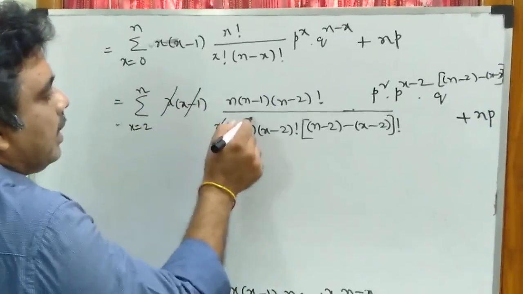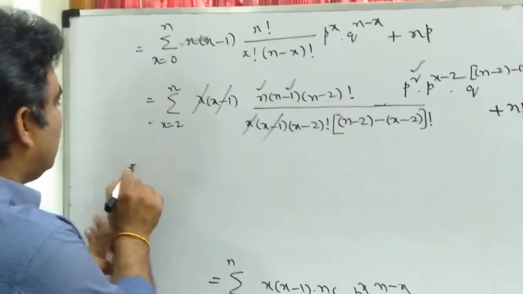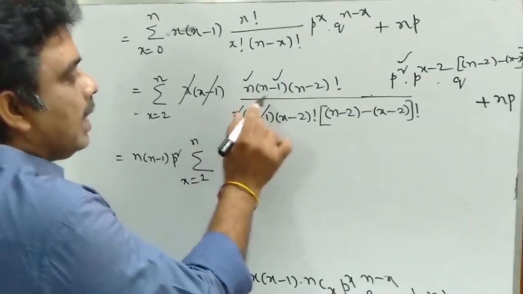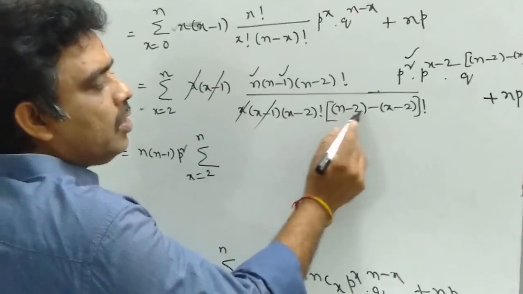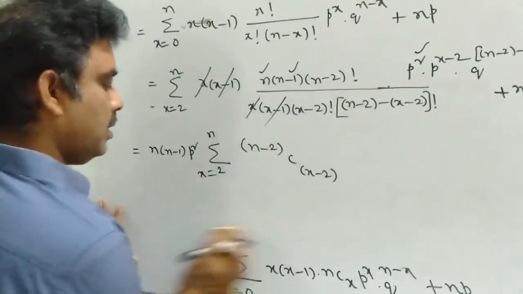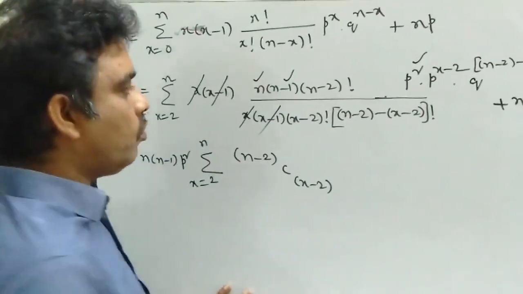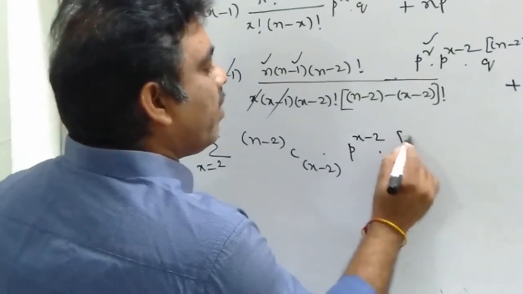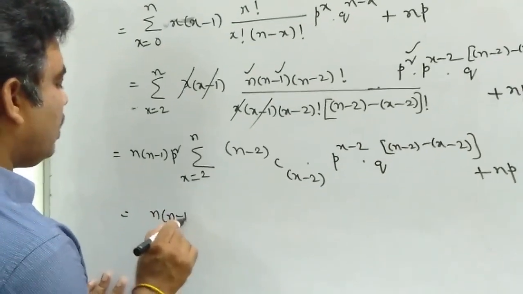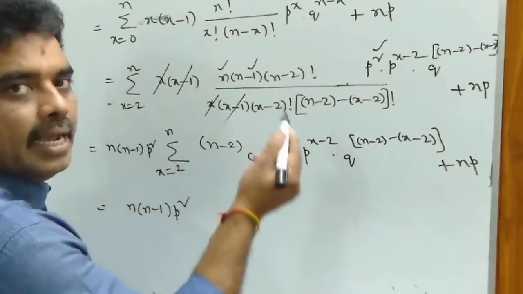Here x minus 1 and x minus 1 get cancelled. n, n minus 1, p square are all constants, so I can write them outside of the summation: n into n minus 1 into p square, summation 2 to n, n minus 2 factorial by x minus 2 factorial into n minus 2 minus of x minus 2 factorial. This whole thing can be written as n minus 2 C x minus 2, multiplied by p power x minus 2 into q power n minus 2 minus of x minus 2, plus np. So this is equal to n into n minus 1 into p square, and this whole thing is the expansion of q plus p whole power n minus 2. So then I can expand.